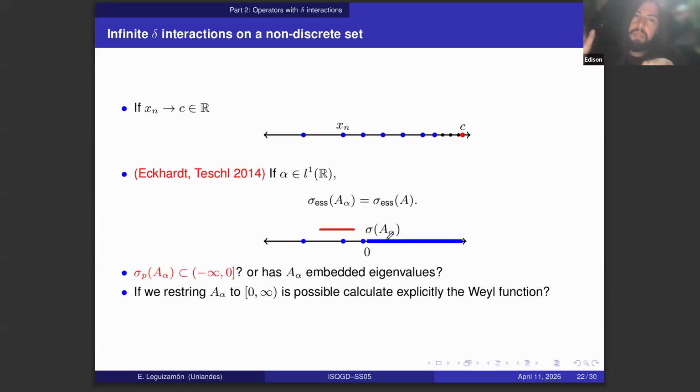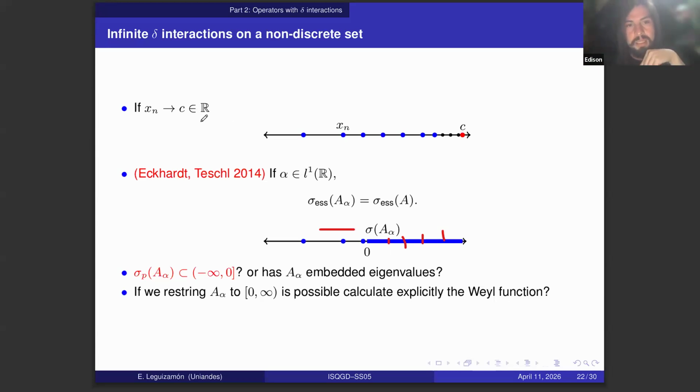We have a strong potential that destroys the essential spectrum, but the middle point should be some potential that generates embedded eigenvalues. So this is a natural question, but it's really difficult to do because even in the normal case, when B is a locally integrable function, there are other works, but they don't use the normal theory. It's very specific in each case.